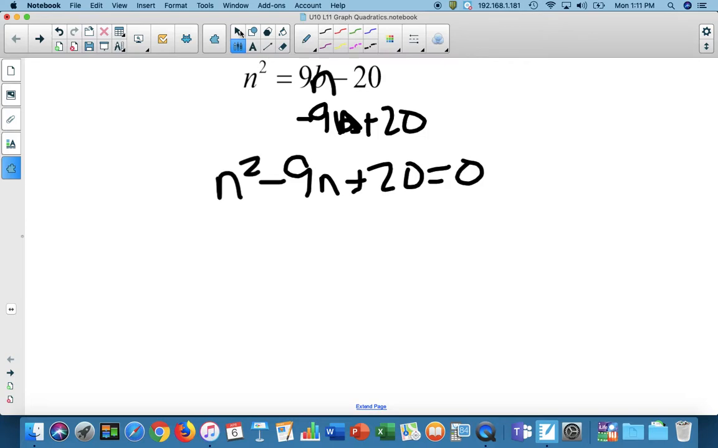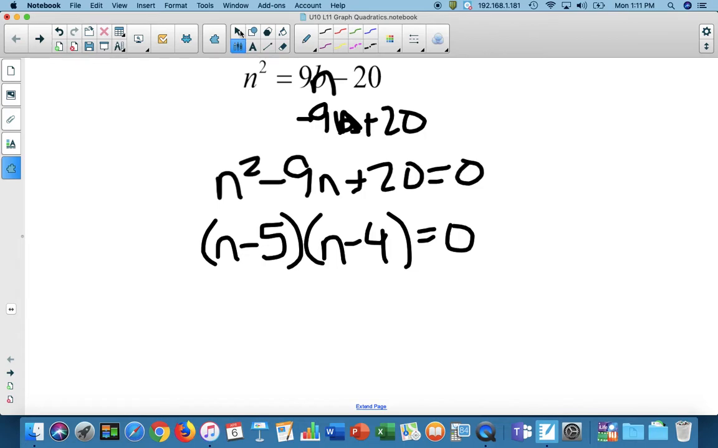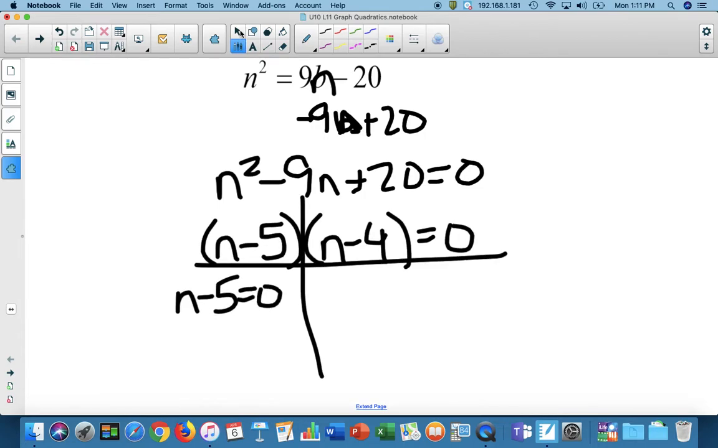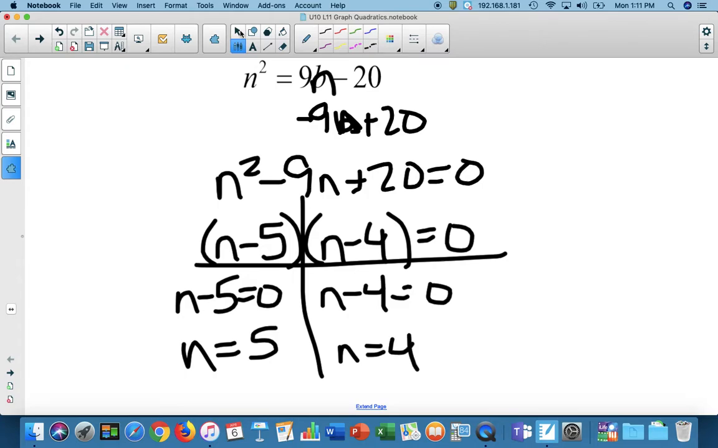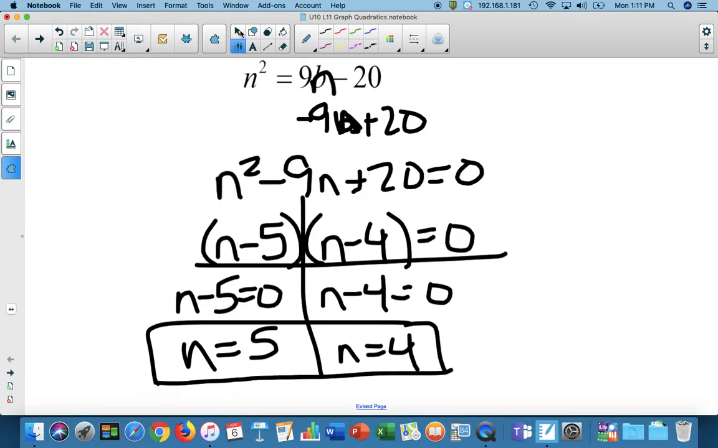I'm going to factor, it's a little bit easier for me. I recognize it already. If you factored, you should have n minus 5 and n minus 4, and those two equal 0. Then set each one equal to 0 and solve. No matter what method you use, whether quadratic formula or completing the square, you should have gotten n equals 5 and n equals 4.